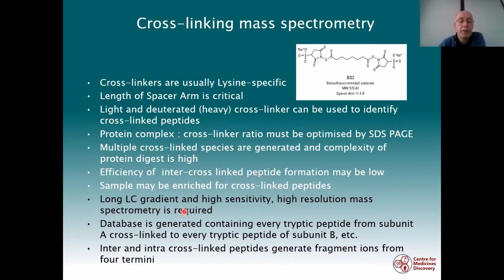To do your data analysis, you need to generate a database which contains every tryptic peptide from every subunit cross-linked to every other possible tryptic peptide from the other subunits. And just bear in mind also that our fragmentation data is going to be different. If we have inter-cross-linked peptides, they have 4 termini rather than 2, and so they will generate more complex spectra.